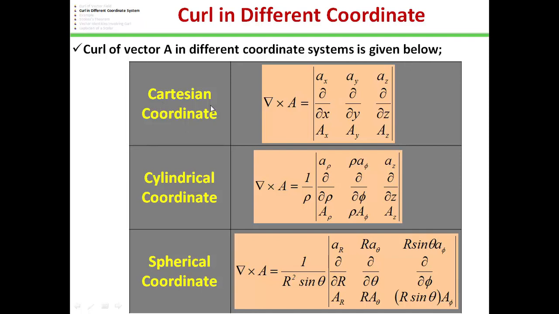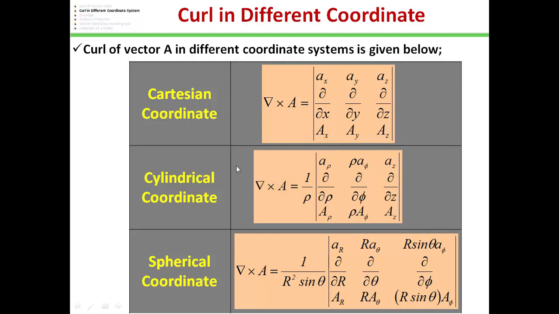In the Cartesian coordinate system, the curl of a given vector A is defined as the determinant of ax, ay, az, which are the unit vectors along x, y and z direction, del by del x, del by del y, del by del z, and Ax, Ay, Az. Ax, Ay, Az are basically the magnitude components of the given vector A along x, y and z direction.